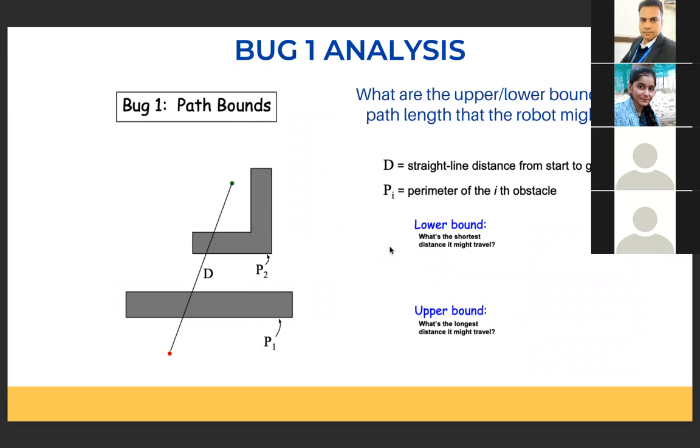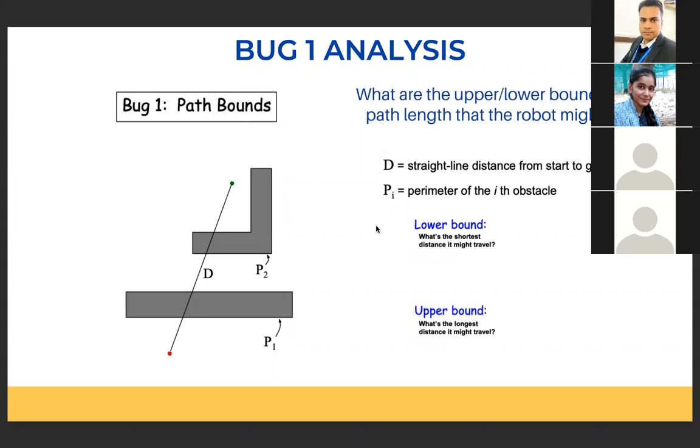Now, let's give a bound on the Bug 1 algorithm. What do you think would be the shortest distance a robot can possibly take, and what could be the longest distance that a robot can possibly take? I'm assuming here that D is the straight line distance from start to goal. This is the start location, this is the goal location, and the straight line distance is D. And Pi is the perimeter of the i-th obstacle. So P1 is the perimeter of this obstacle, and P2 is the perimeter of this obstacle.